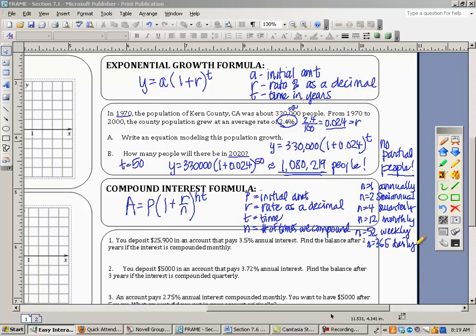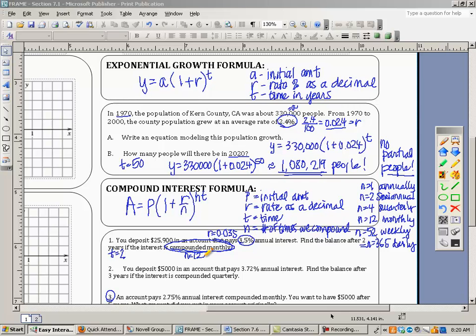Okay, so I'm going to do 1 and 2. We'll save 3 for in class. You deposit $25,900 in an account that pays 3.5%, so divide that by 100. R is 0.035. Find the balance after 2 years. So my time is 2. If the interest is compounded monthly, which means N is 12.